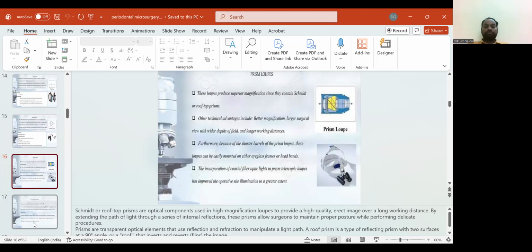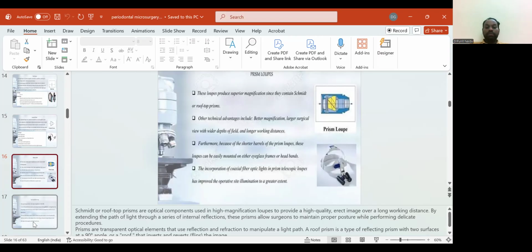Prism loops. These loops produce superior magnification since they contain Schmidt or rooftop prisms. What is meant by Schmidt or rooftop prisms? These are optical components used in high magnification loops to provide a high quality erect image over a long working distance. By extending the path of light through a series of internal reflections, these prisms allow surgeons to maintain proper posture while performing delicate procedures.